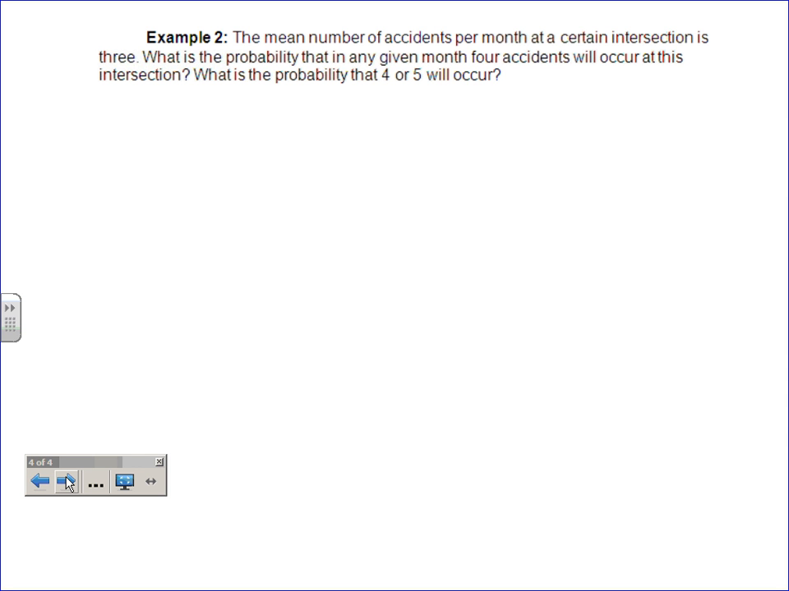The mean number of accidents per month at a certain intersection is 3. So there's an intersection in some town that has an average of 3 accidents per month. Is that an interval of time? But are we still just counting? There's 1, 2, 3, or 4 accidents, right? We're not going to do anything like that. So what's the probability that in any given month 4 accidents will occur at that intersection?